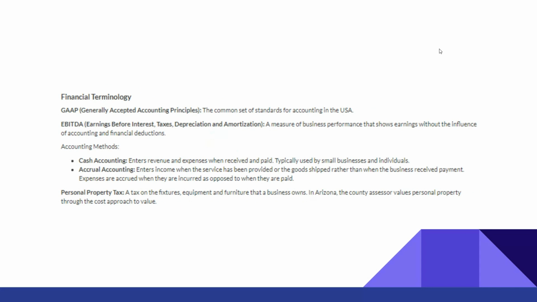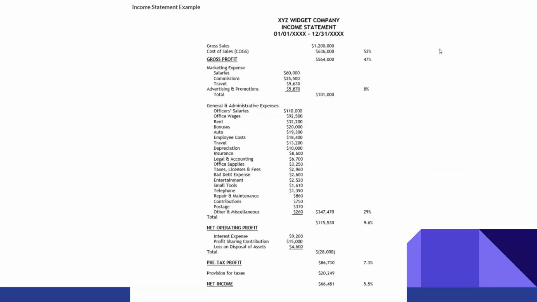Personal property tax, a tax on the fixtures, equipment, and furniture that a business owns. In Arizona, the county assessor values personal property through the cost approach to value. Here it shows an income statement example, with marketing expense, advertising and promotion, general, and so on. And right here it says net operating profit, pre-tax profit, net income. Basically, just showing an income statement.